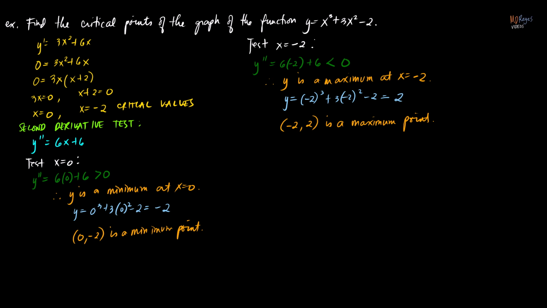But if it happens that y double prime becomes equal to 0, then you cannot conclude whether x equals c will yield a maximum or a minimum value for the function. So we have to go back to the first derivative test if that is the case.